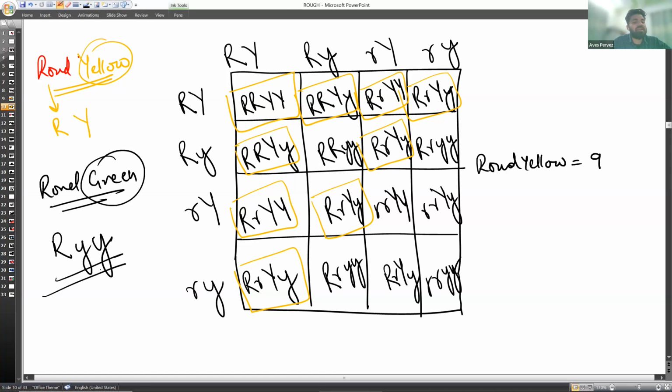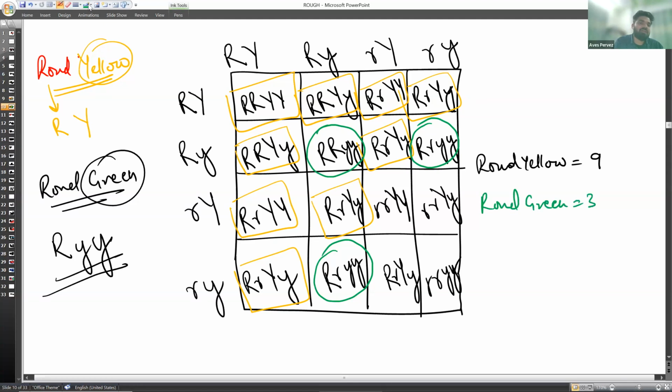So at least one capital R and both small y will give you round green. How many can give you round green? One capital R and both small y. This will give you round green. This will also give you round green. Both capital R, at least one capital R and both small y, and this also gives you round green. So these are the 3 round green that you will get.